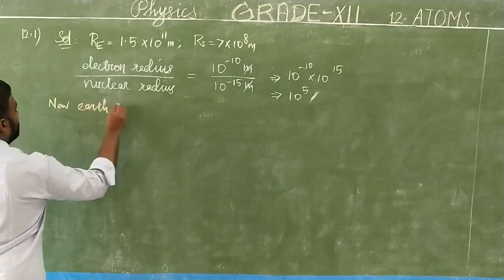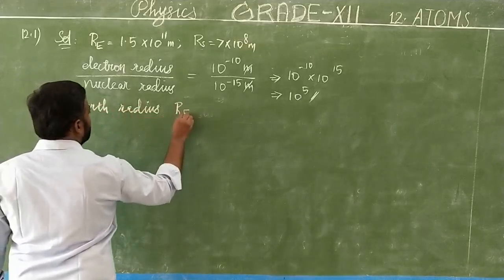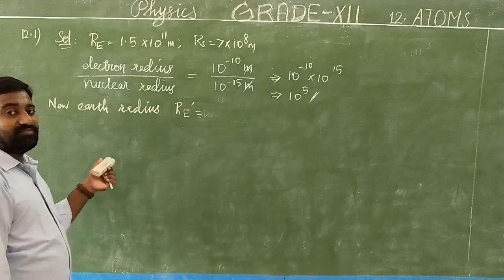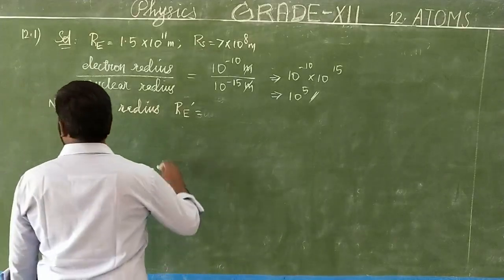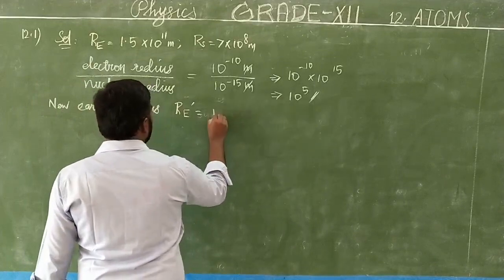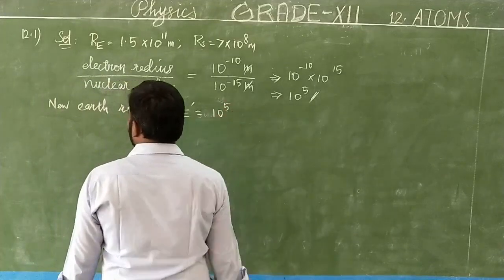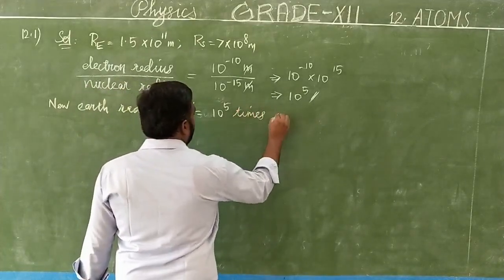So the new Earth radius is the radius of Earth, which is equal to, because we already compared now, Earth to the electron and nucleus to the Sun. So from the comparisons, how many times is it greater? It is 10 to the power 5 times the radius of the Sun.